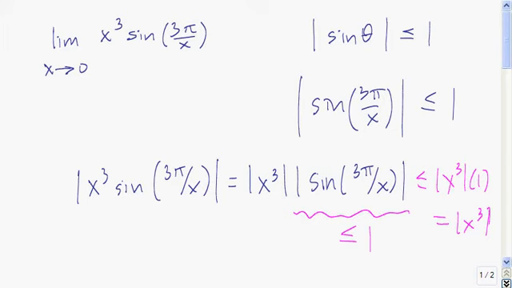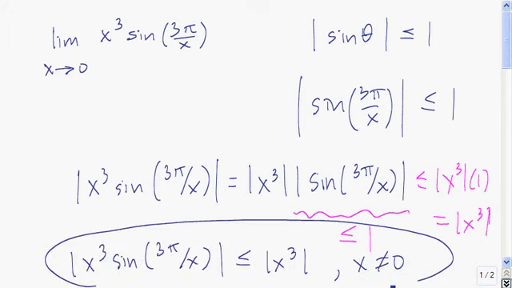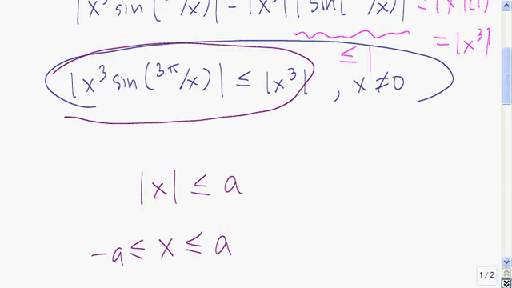So what we've just established is that the absolute value of x cubed times the sine of 3 pi over x is less than or equal to the absolute value of x cubed as long as x is not 0. Okay, so we have one more thing to do before we can apply the squeeze theorem. You see that what I've established is an inequality for the absolute value of this. I need to establish an inequality for this. So I'm going to use the following property. Okay, suppose the absolute value of x is less than or equal to a for some number a that's not negative. Then we know that x has to be less than or equal to that number and greater than or equal to the negative of that number.